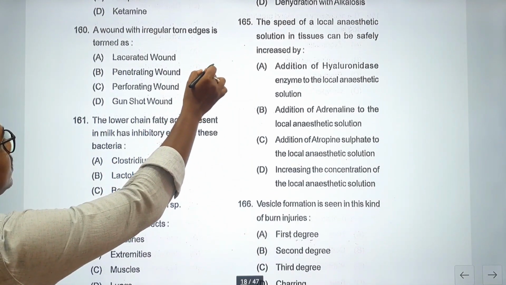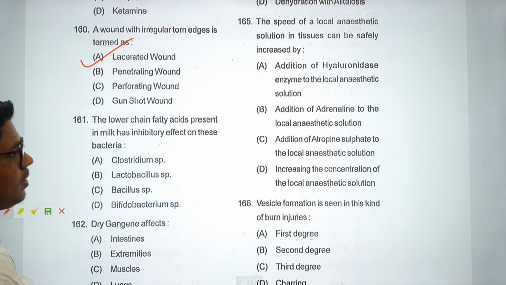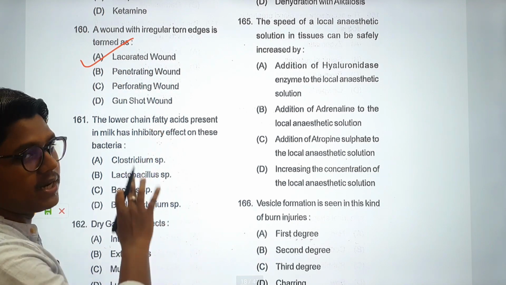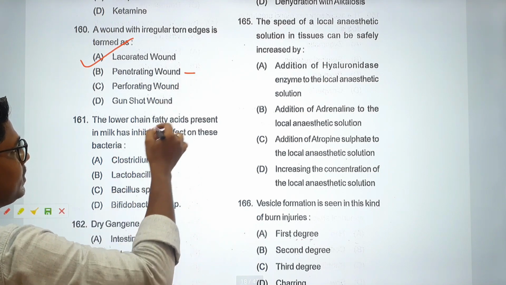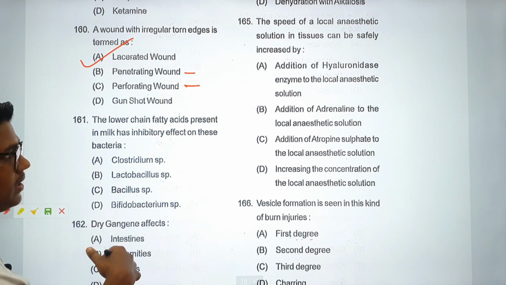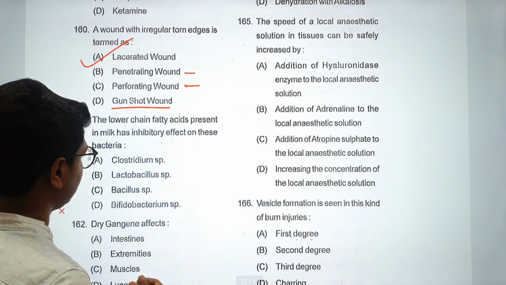A wound with irregular torn edges is termed as lacerated. Okay, I have already made the video regarding wounds in principles of surgery. Penetrating into the abdominal cavity, perforating: entry and exit. Gunshot wound, they are basically made by firearms or guns.